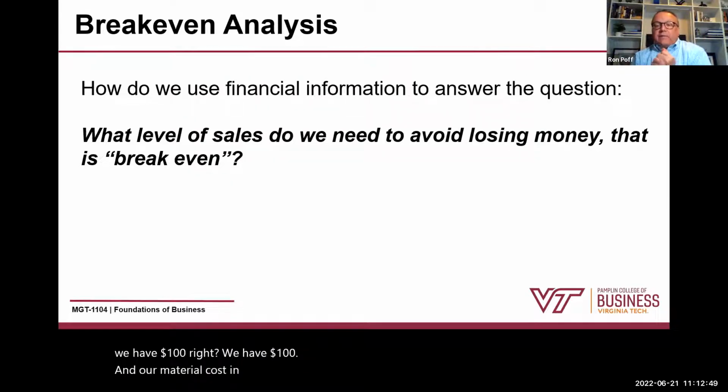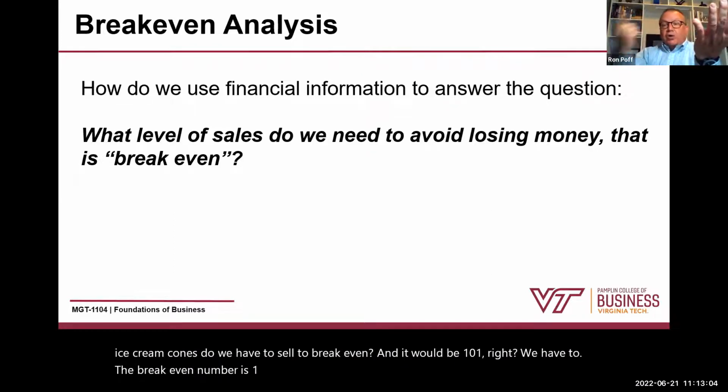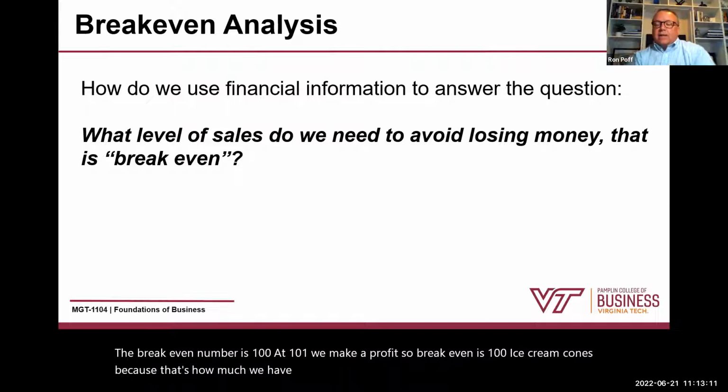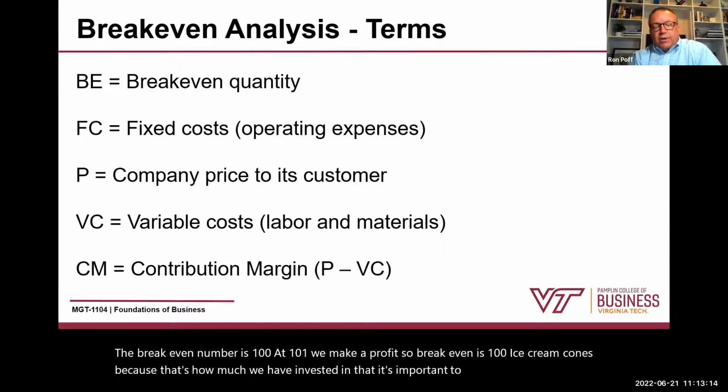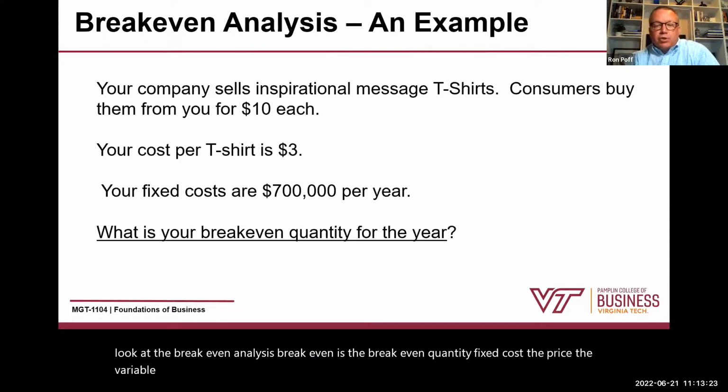In order to break even, if we sell every ice cream cone for $1, how many ice cream cones do we have to sell to break even? The break even number is 100. At 101, we make a profit. So break even is 100 ice cream cones, because that's how much we have invested in that. It's important to understand. So we start to look at the break even analysis. Break even is the break even quantity, fixed costs, the price, the variable cost, and the contribution margin.